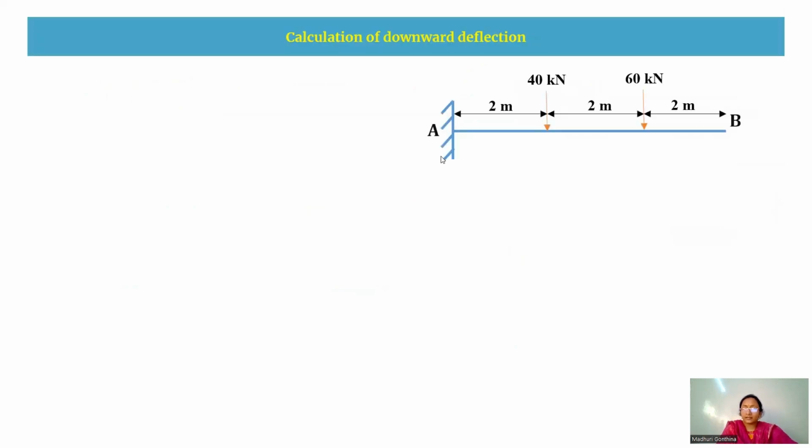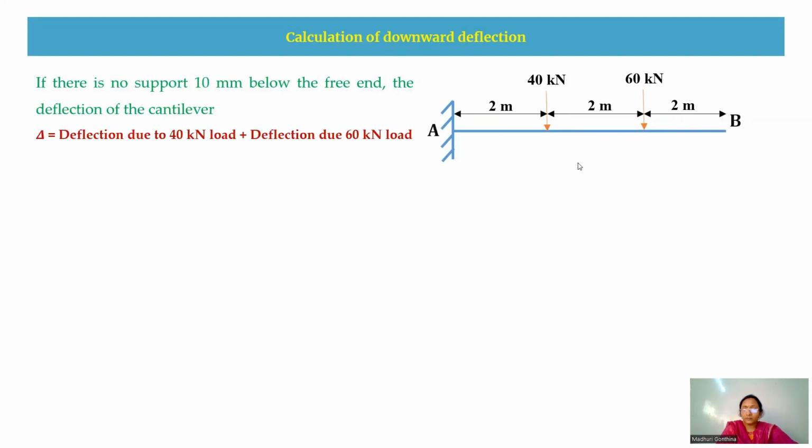Now we are going to calculate the downward deflection for this cantilever beam. This is the first part, which is having 2 point loads. As there is no support sinking 10 mm below the free end, we are going to use the deflection formula for these 2 point loads. To calculate the deflection at this free end, we are going to calculate the deflection due to this 40 kilonewton as well as the deflection due to this 60 kilonewton. Together you are going to add.